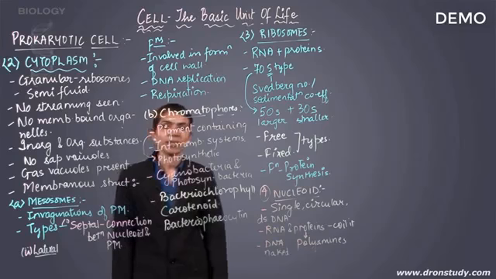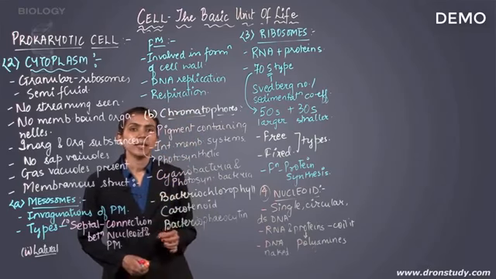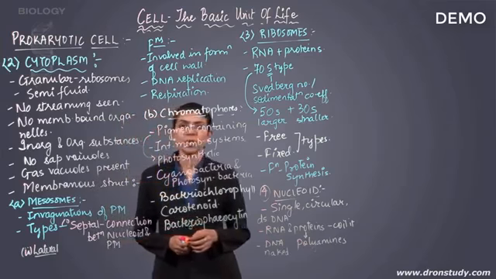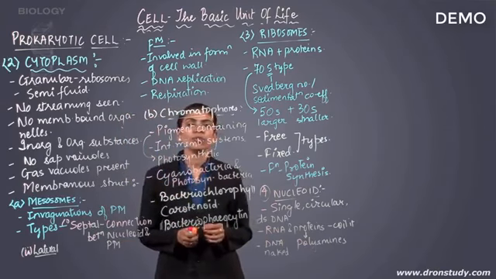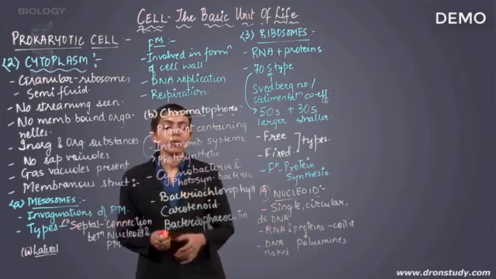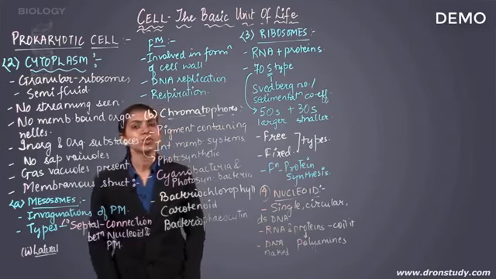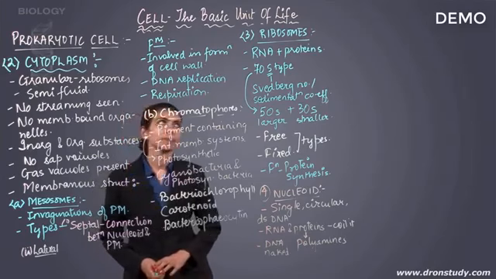Chromatophores are the second membranous structures found in the cytoplasm. These are pigment-containing structures, mainly photosynthetic pigment. So chromatophores are found in photosynthetic bacteria and in cyanobacteria. The pigments present here are mainly bacteriochlorophyll, bacteriophycocyanin, and carotenoids.